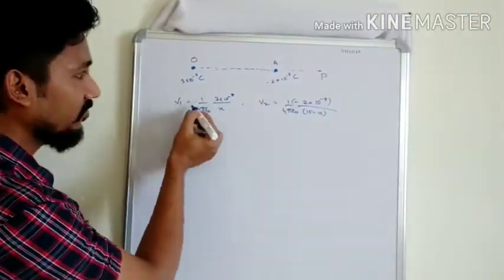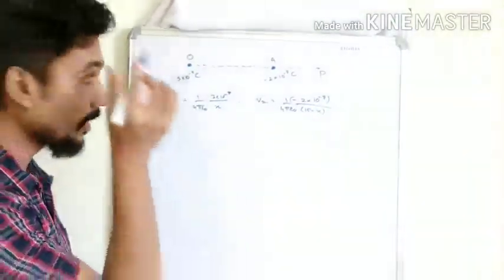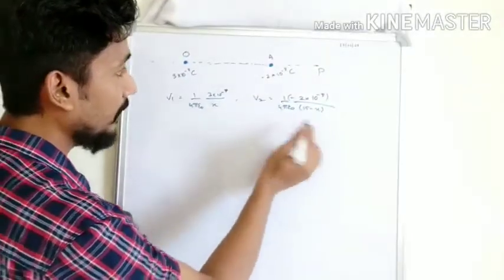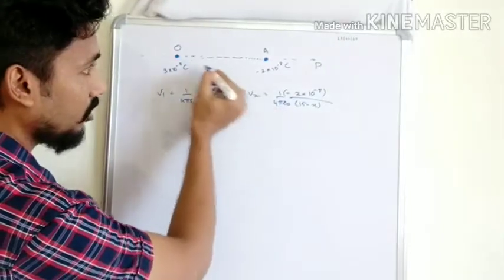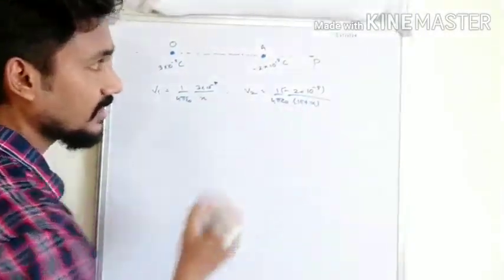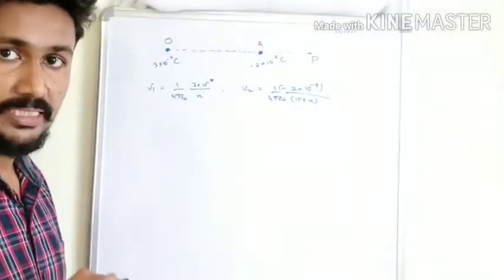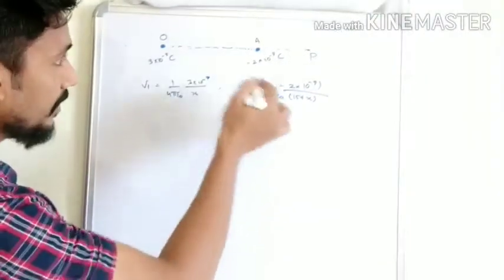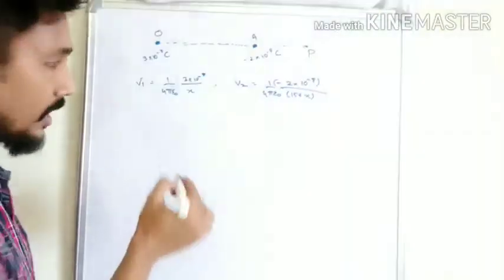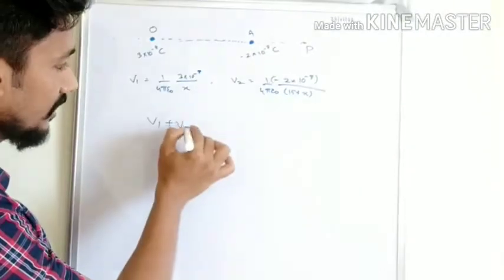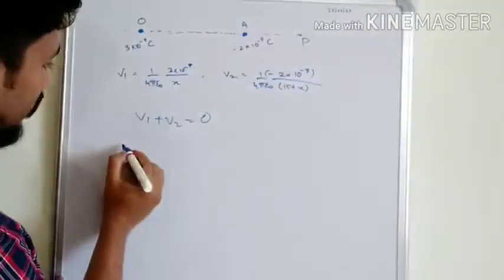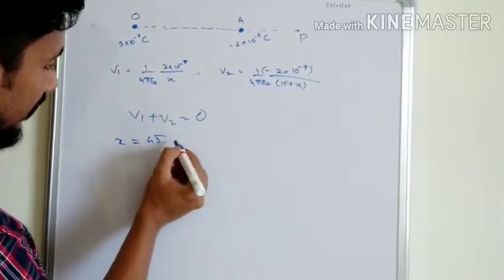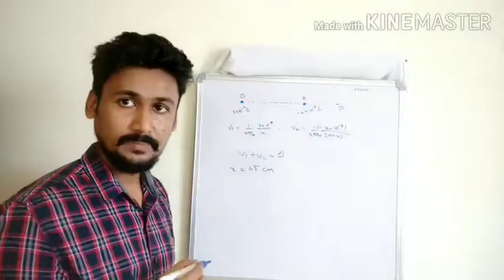So thereby we will get V1 as the same as before. But V2 in this case will become minus 2 into 10 to the power minus 8, over 4 pi epsilon naught, but now it will be 15 plus x instead of 15 minus x. Similarly you can solve for this. Again assume that V1 plus V2 is equal to 0, and you can solve it. This time you will get x is equal to 45 centimeters.